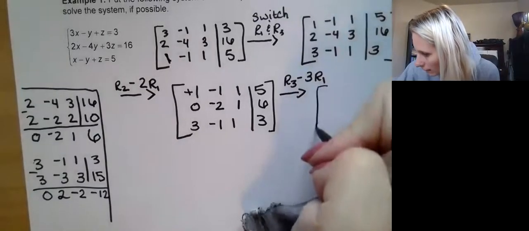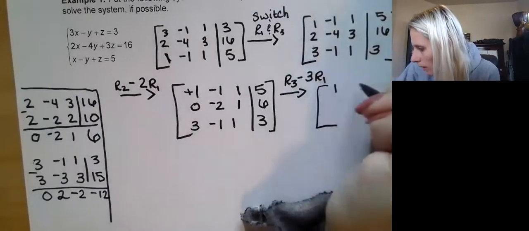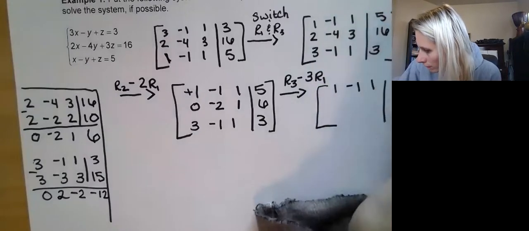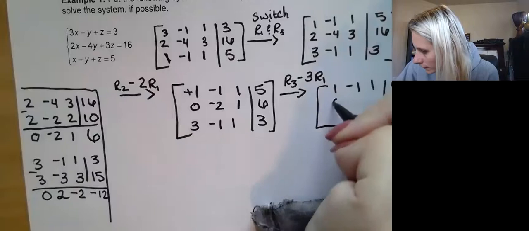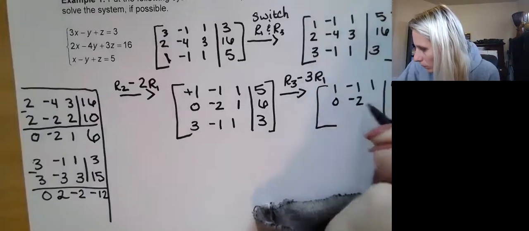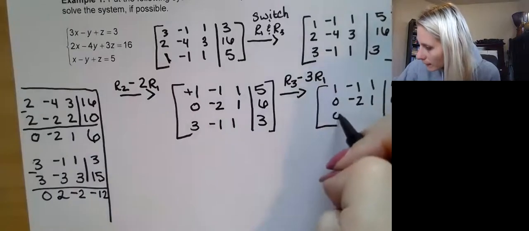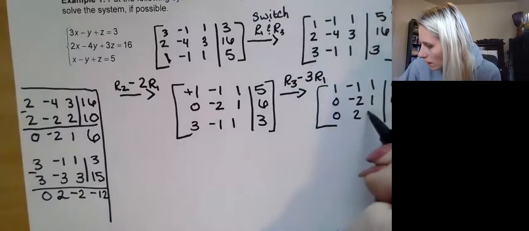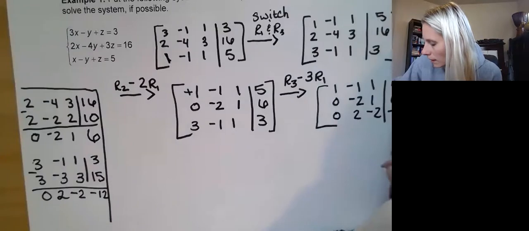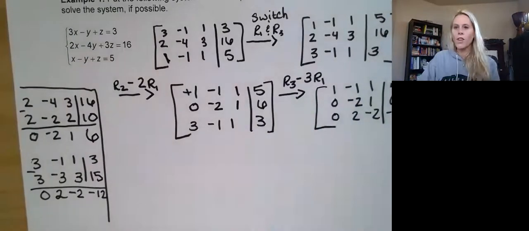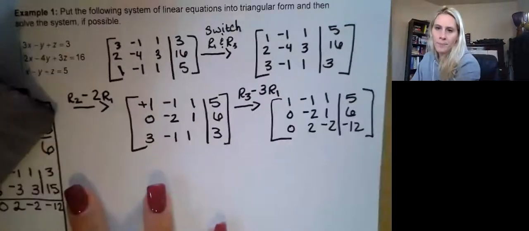All right, so this new matrix: 1, -1, 1, 5, 0, -2, 1, 6. And now my new row 3 is 0, 2, -2, -12. So far, so good. We've got that first column down, right?